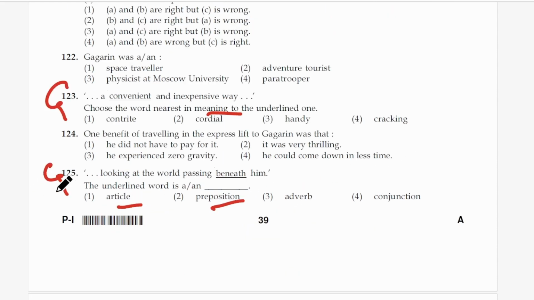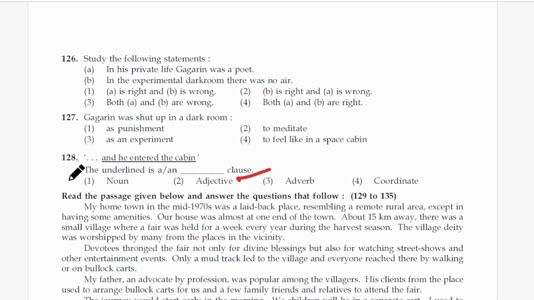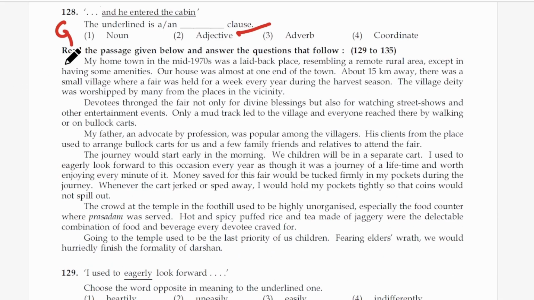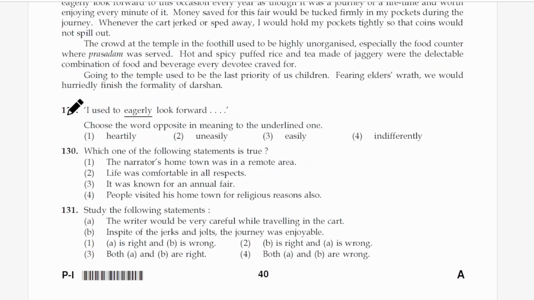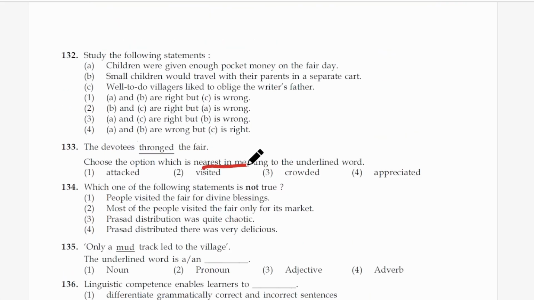This is a grammar question. And again a clause has been asked, and this is a grammar question. This is the second passage. So L2 will have 2 passages. You have meaning which is asked, opposite in meaning. So an antonym has been asked. This is a grammar question. Nearest in meaning. So synonyms and antonyms.